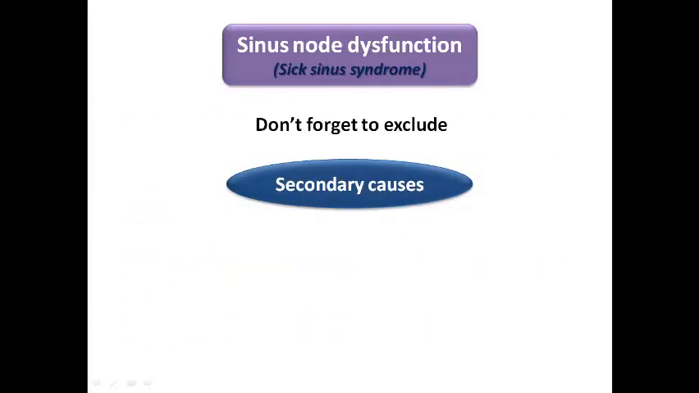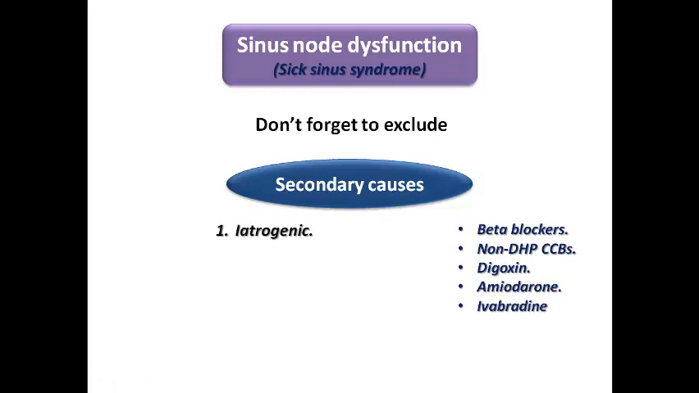So let's start, for example, with sinus node dysfunction. The first time I see that there is a problem in the SA node manifested in the ECG in the form of sinus bradycardia, for example, or sinus pauses, at that time I need to exclude secondary causes at first. Like what? The first secondary causes I need to exclude are iatrogenic causes caused by medications like beta blockers, non-DHP calcium channel blockers, digoxin, amiodarone, and ivabradine, as all of them slow down the heart rate.